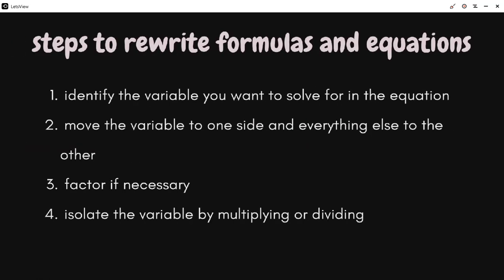So here are the steps for solving. First you want to identify the variable you want to solve for in the equation. It'll always tell you in the instructions. And then you want to move the variable to one side and everything else to the other. Sometimes you will have to factor, and then you'll want to isolate the variable by multiplying or dividing.